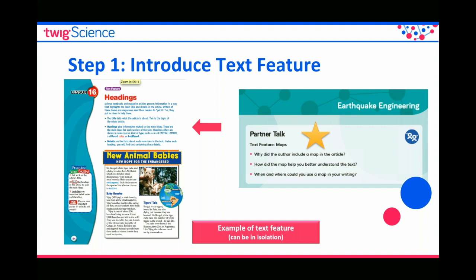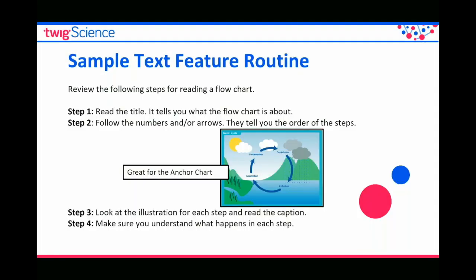And if you look at the yellow star, you'll see those 3 questions. Why did the author include the text feature? How did the text feature help me better understand the text? And when and where could I use that text feature in my writing? And when we get students to think in that way, always going through those questions, they begin to really internalize and are better able to not only access them when they read and connect them to the main text, but also think about how they can use them in their informational text writing to better help the readers of their work.